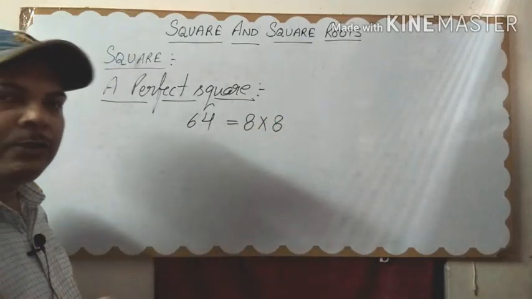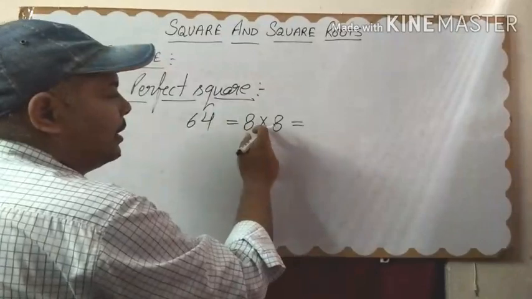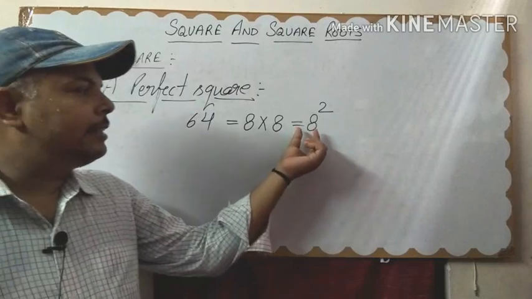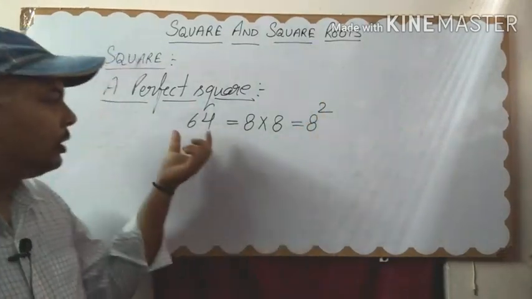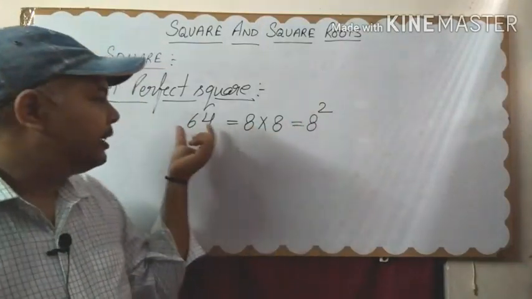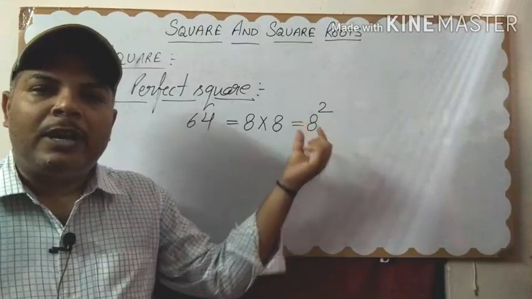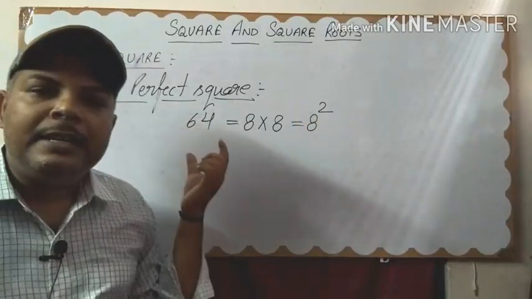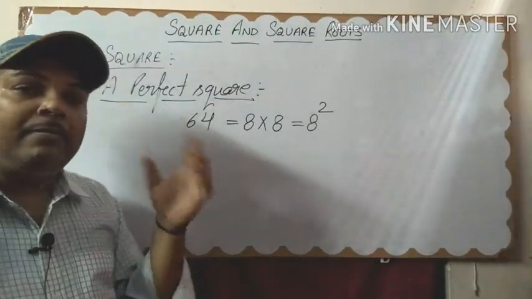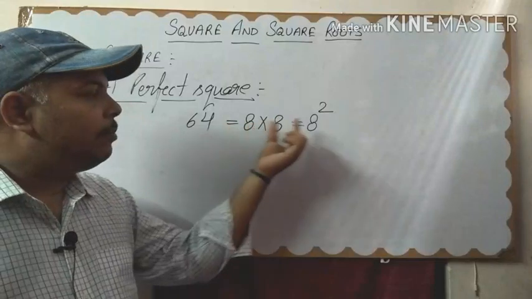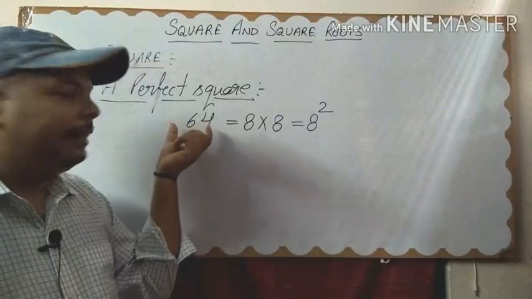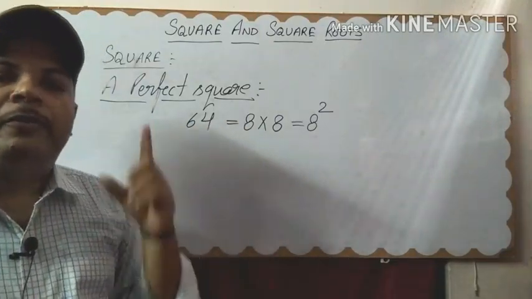So we can write this number as 8 raised to power 2, because 8 appears 2 times. So see here, 64 is written as the square of 8. So 64 is a perfect square number. It means if we can write a number as the square of some number, then that number will be called a perfect square.